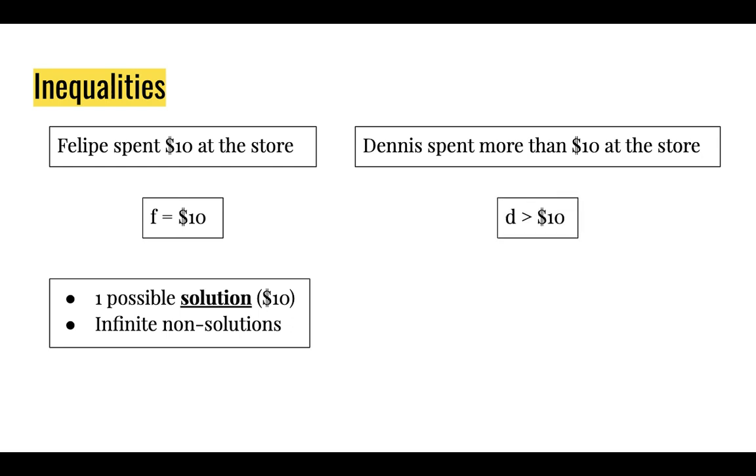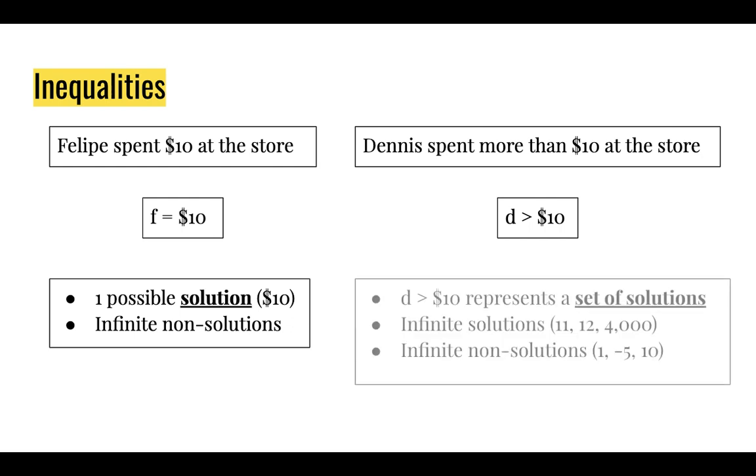I can represent the amount of money that Dennis spent using an inequality symbol. This says D is greater than $10. This represents a set of many, actually infinite, possible solutions. Dennis could have spent $11, $12, even $4,000. There's also infinite non-solutions. Dennis did not spend $1, he did not spend -$5, he also didn't spend $10 because my inequality shows that Dennis spent more than $10.